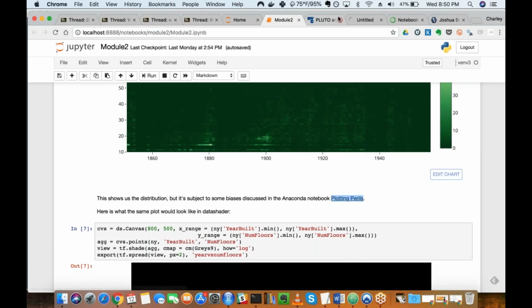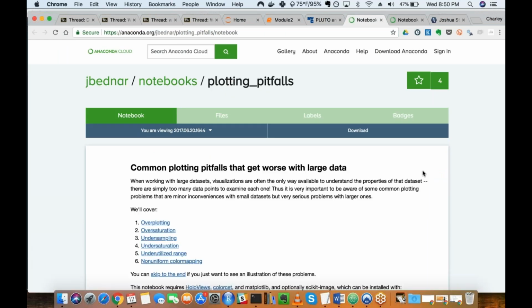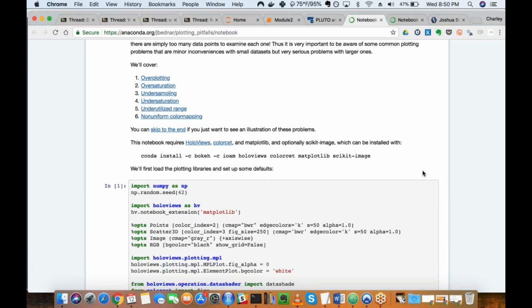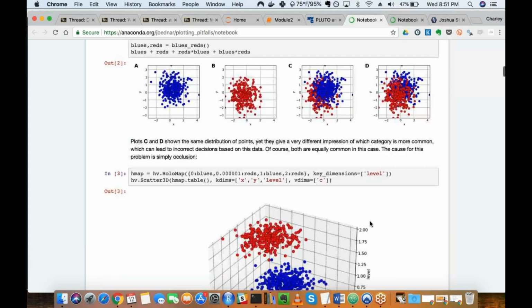So this notebook here that goes through plotting pitfalls is a nice way of looking at the inspiration for Datashader. You guys may have run into this before in your own plotting, but here you have two categories of data, and the choice of which plot you put on top shows a vast difference in what your visualization ends up looking like.